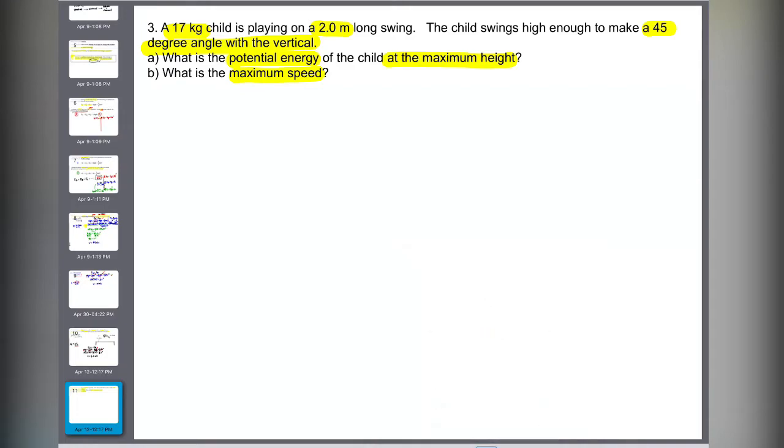Let's do this one. I'm going to draw a line, a 45 degrees line, and they tell me that the length is 2.0 meters long. And they make an angle of 45 degrees with the vertical, so that line goes like that. And then the child is right here, and the child swings and gets down to the bottom and then keeps going up, right? So they're asking you, what is the potential energy at the maximum height?